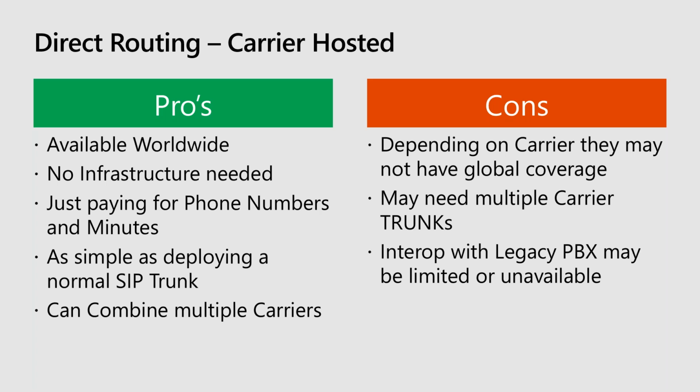So I would say it's as simple as deploying a SIP trunk, because we only have to do a few minor things in the Teams service to get this up and running. You can also combine multiple carriers, because maybe a certain carrier is not available in all the countries. And keep in mind, we can still combine calling plans with the direct routing model as well. The interop may be limited with the legacy PBX.